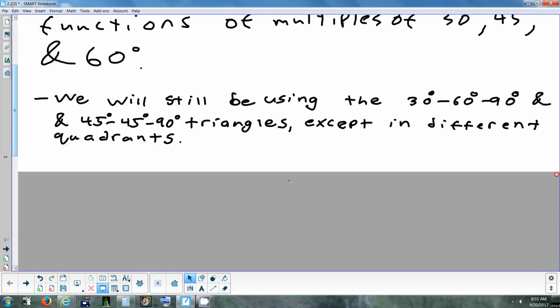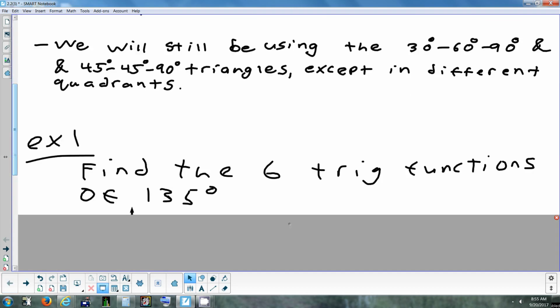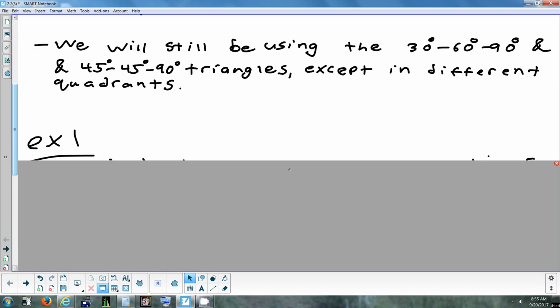So we're still using the two triangles we learned yesterday, the 30, 60, 90, and the 45, 45, 90. The only difference is now the triangles aren't always going to be drawn in the first quadrant. As far as explanation for this part, that's it. We're just going to do some different examples and use what we already know to do it.